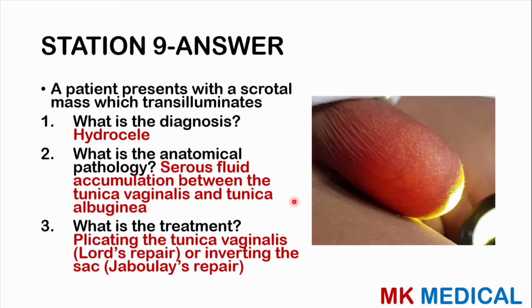So this is obviously a hydrocele. And the anatomical pathology is that you have serous fluid accumulation that's going to be found between the tunica vaginalis as well as the tunica albuginea.